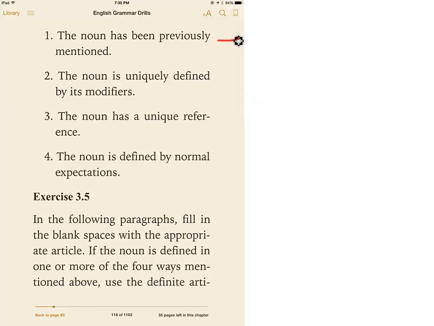Number 1, the noun has been mentioned previously, which means the noun that you're referring to, the cat, let's say you're talking about a cat, and the cat that ran across the road. If you're talking about a cat and you've been talking about it, you can use the cat, because both parties know which cat you're talking about. You've already talked about it before.